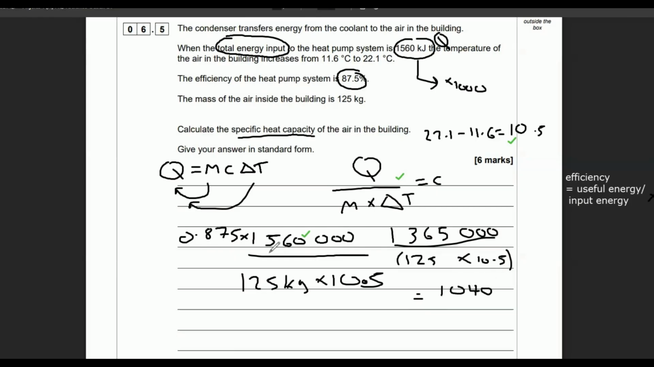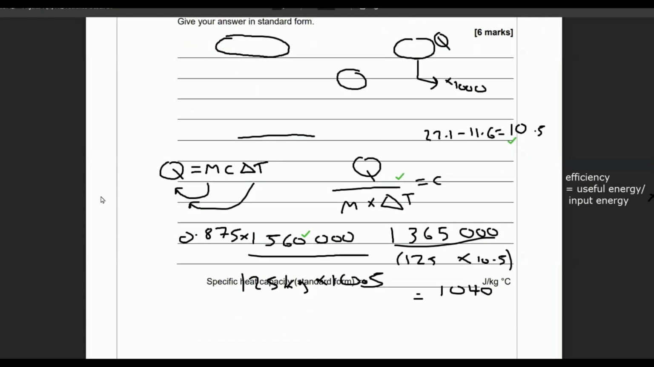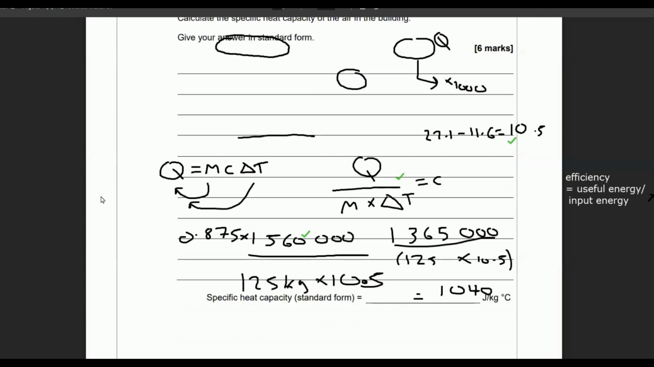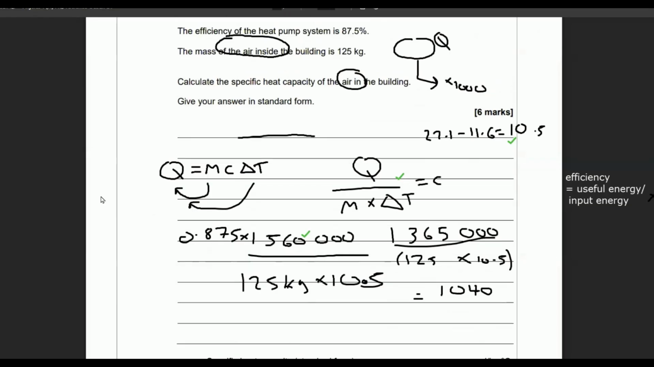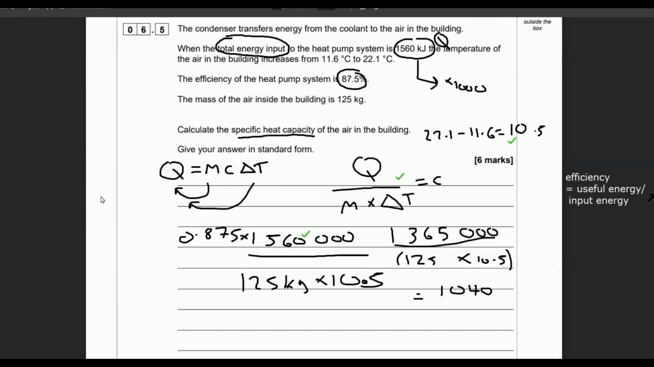1040. Now, do we have to come up with the units ourselves? Let me just see. That might be another mark. No, they're giving us the units, joules, kilograms, C. Oh, and it says standard form in brackets. I've only just noticed that. Learning all these things on the fly. Oh, yeah, it said it here as well. Look, guys, this is why you should highlight. Silly Tom, didn't bother highlighting, got lazy.